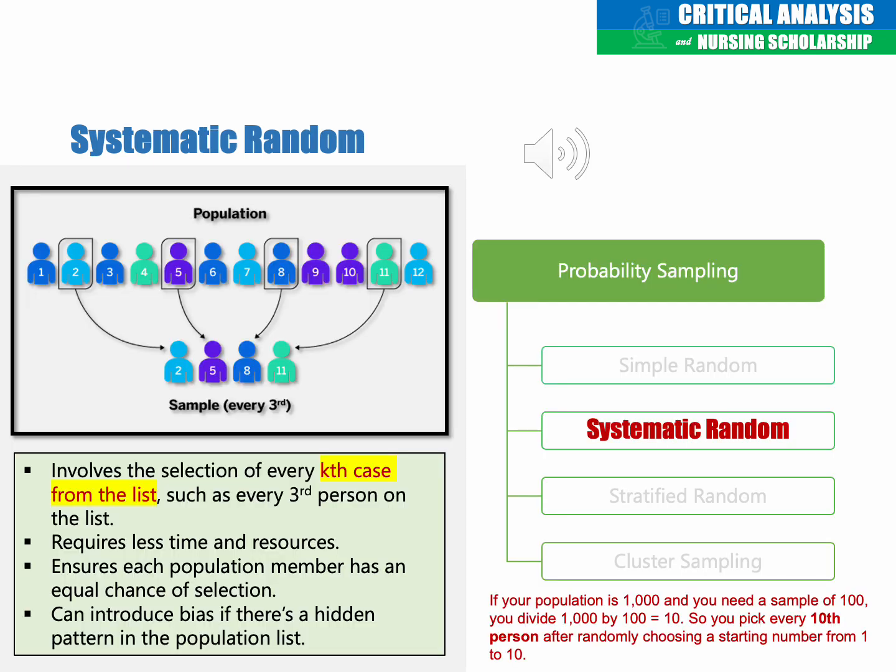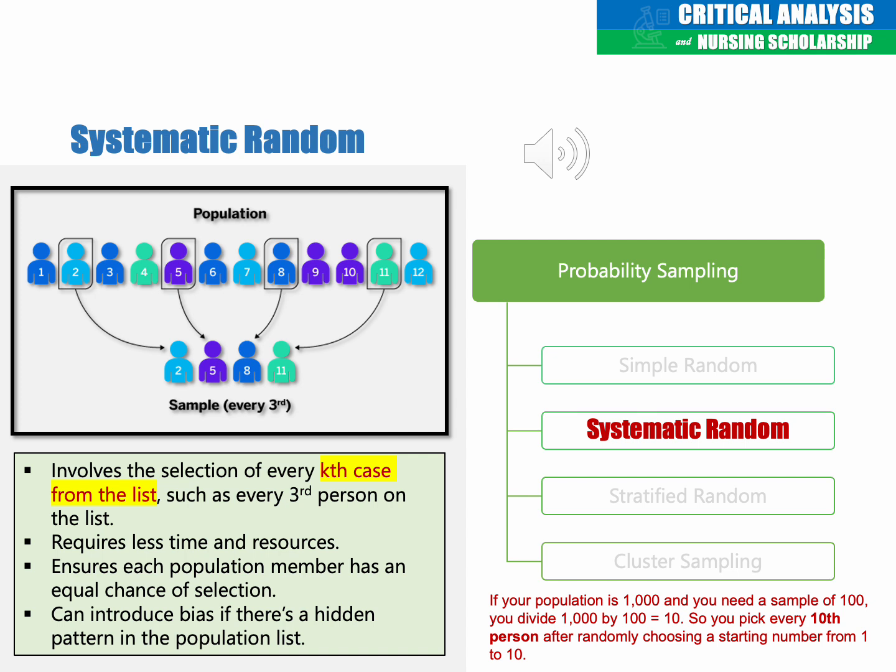The next type of probability sampling is called systematic sampling. In systematic sampling, it involves selection of every case from the list. After randomly selecting a starting point, it could be every third person on the list, it could be every 10th person on the list, it could be every 15th person on the list. And this type of sampling technique requires less time and resources, but still ensures that the population member has an equal chance of being selected.